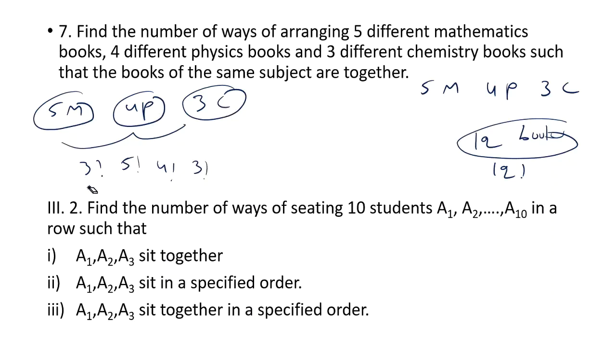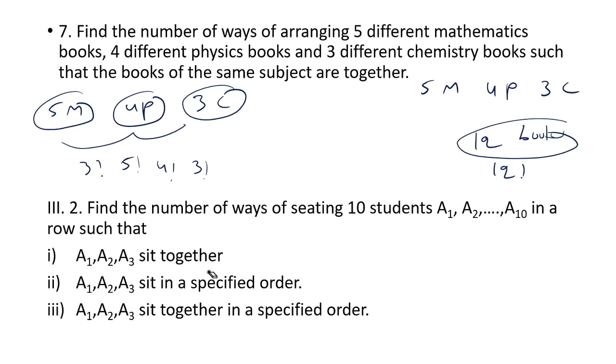Why we have this 3 factorial means we have these 3 units. Why we have this 5 factorial is we have 5 mathematics books. Why we have 4 factorial means we have these 4 physics books. And why we have these 3 factorial means we have these 3 chemistry books. Therefore, the total number of ways of arranging the books such that all the books of the same subject come together is equal to 3 factorial times 5 factorial times 4 factorial times 3 factorial.